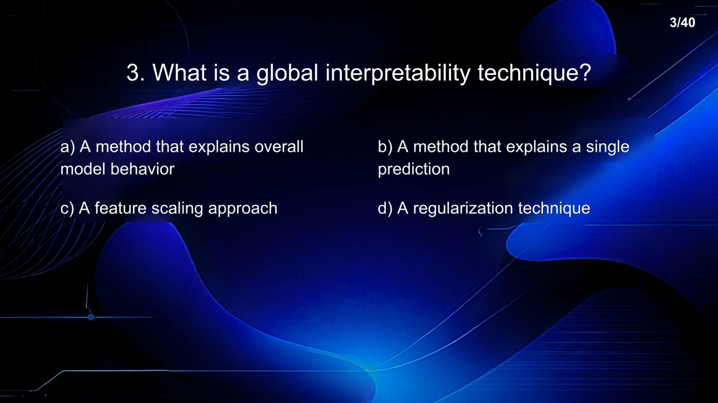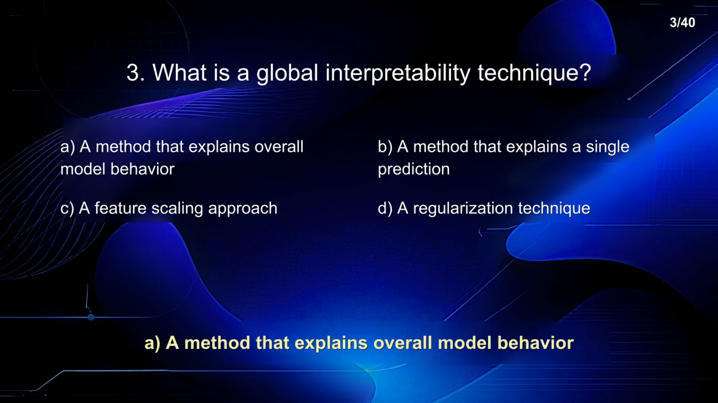Third question. What is a global interpretability technique? A. A method that explains overall model behavior. B. A method that explains a single prediction. C. A feature scaling approach. D. A regularization technique. Correct answer is A. A method that explains overall model behavior.